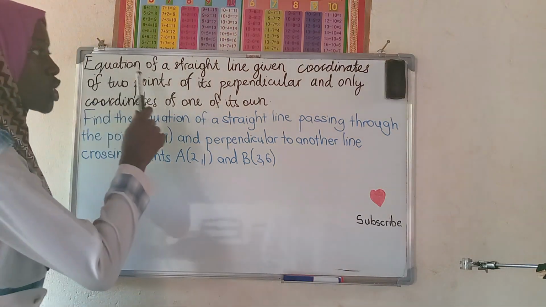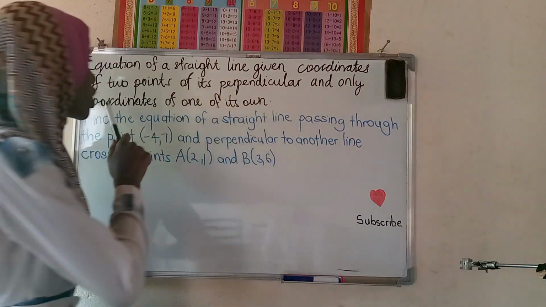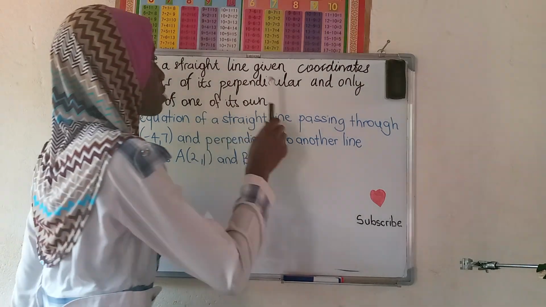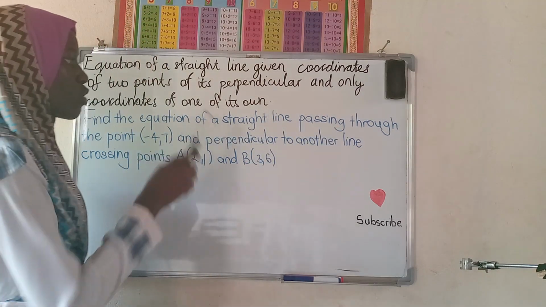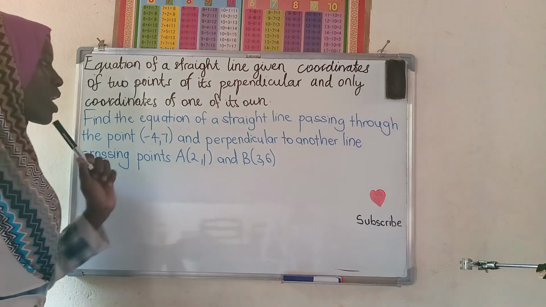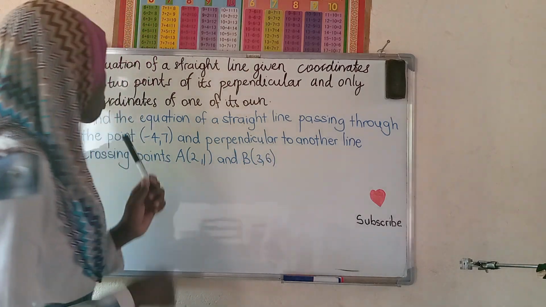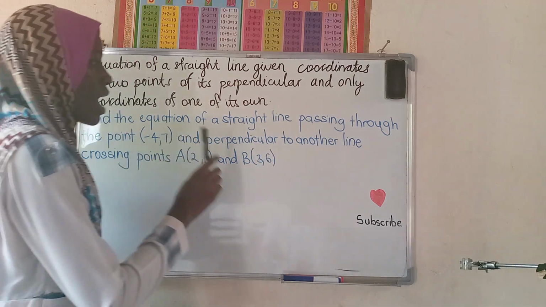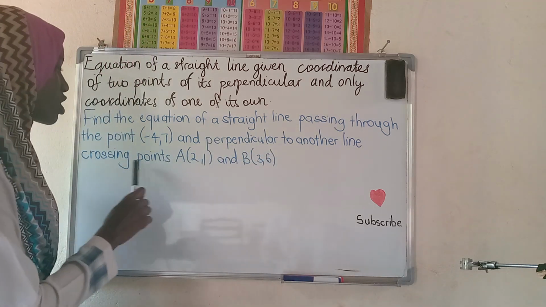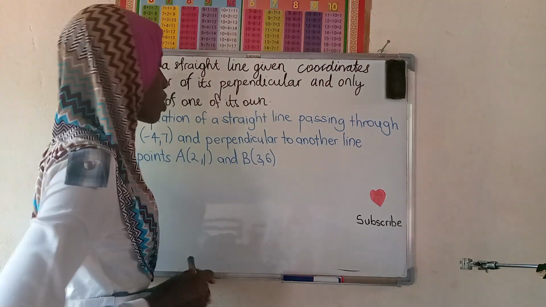We are talking about the equation of a straight line, given the coordinates of two points of its perpendicular and only the coordinates of one point of its own. Find the equation of a straight line passing through the point -4, 7 and perpendicular to another line crossing points A (2, 1) and B (3, 6).